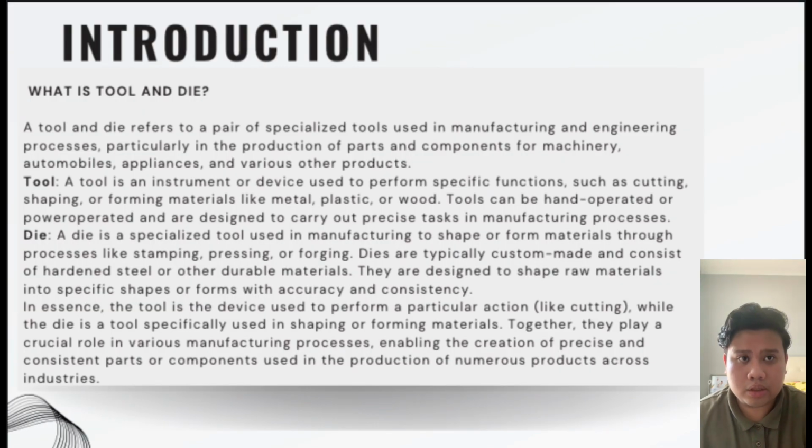Introduction. What is tool and die? Tool and die refers to a pair of specialized tools used in manufacturing and engineering processes, particularly in the production of parts and components for machinery, automobiles, appliances, and various other products.